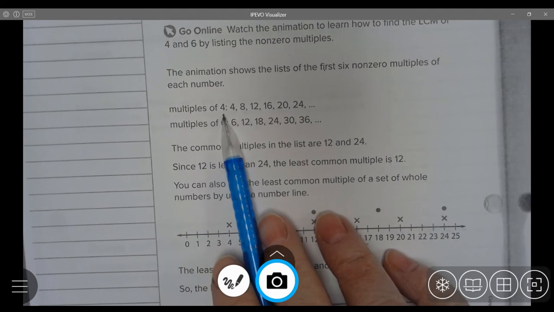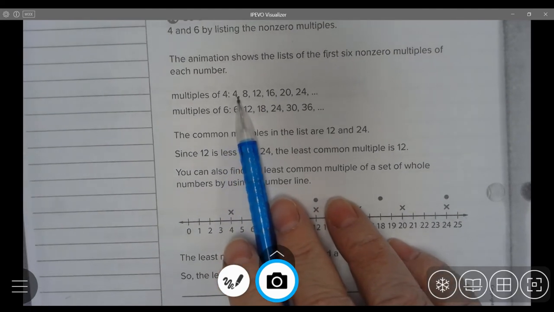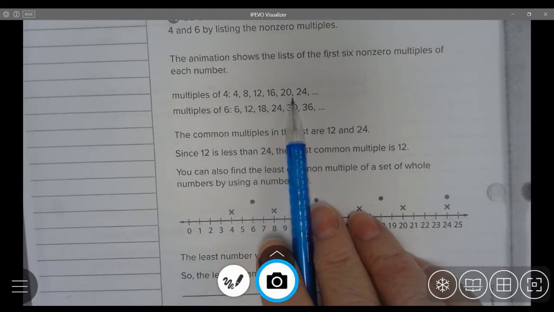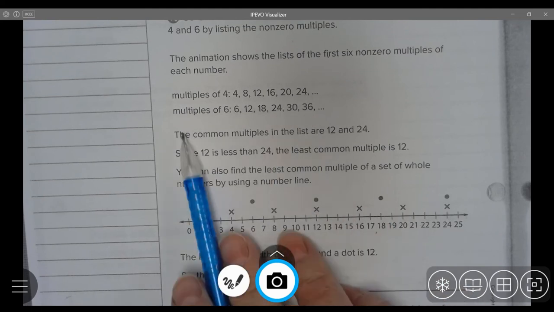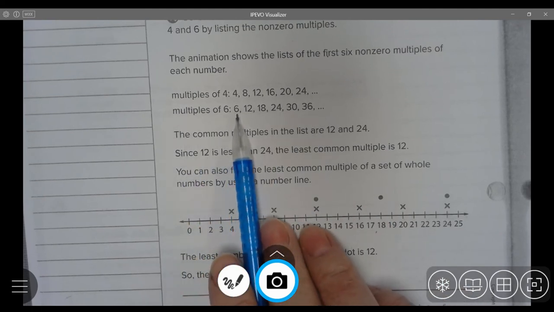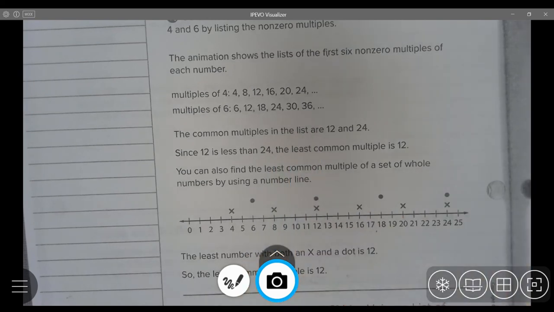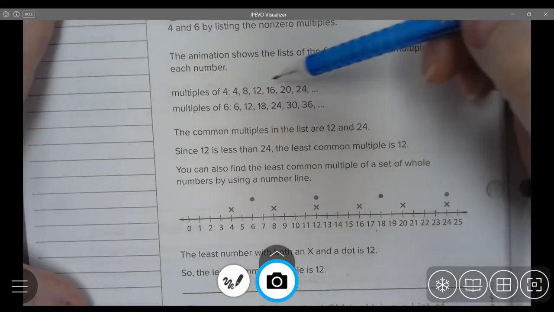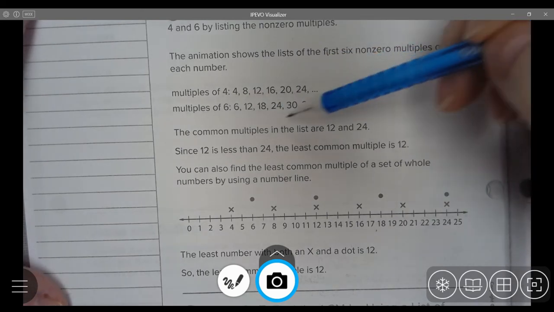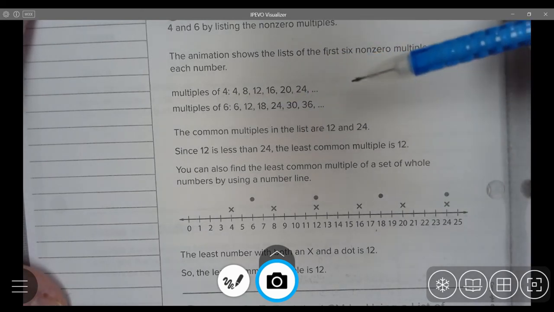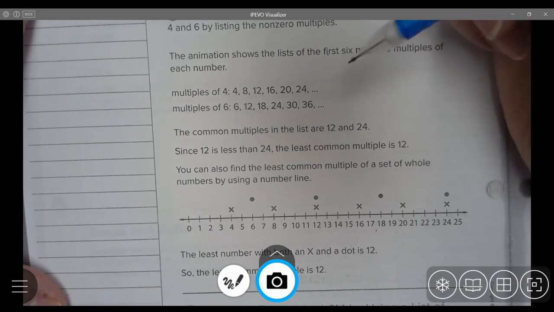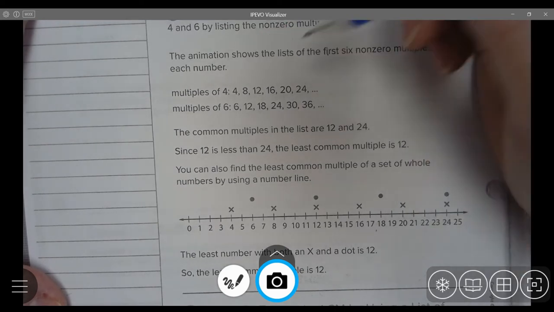So the multiples of 4 would be 4, 8, 12, 16, 20, 24. And the multiples of 6 would be 6, 12, 18, 24, 30, 36. We're just counting by 4s, counting by 6s, and we're looking for common multiples. That means multiples that show up in both lists.